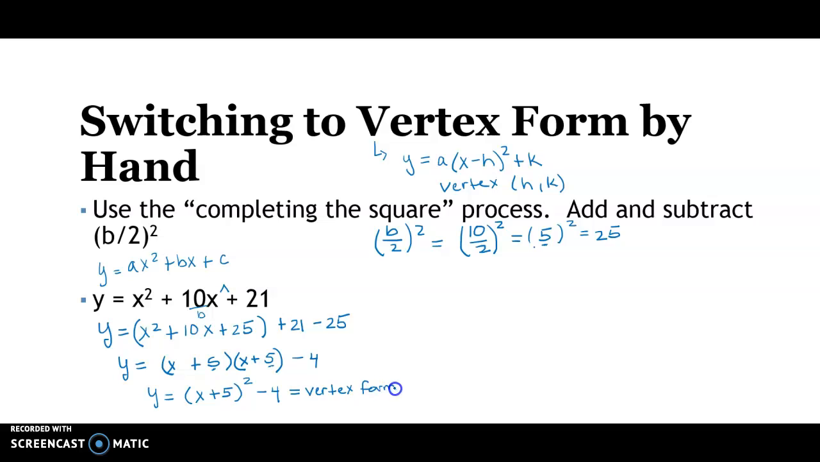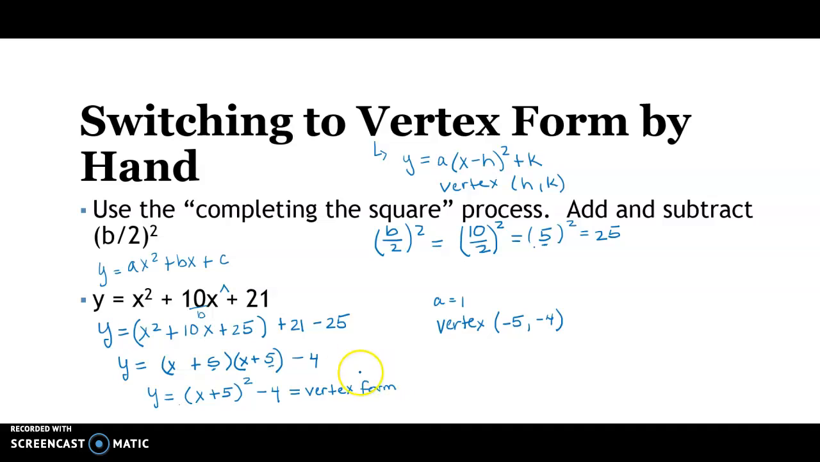So in my vertex form, my a value is actually 1, because there's no number out here in front, and those are the ones that it's very easy to do by hand, like we just did. And my vertex, I have to change the sign on the h, so my vertex is (negative 5, negative 4).